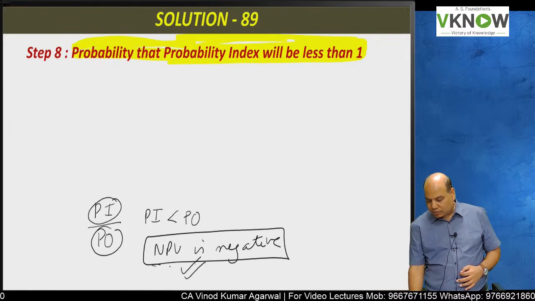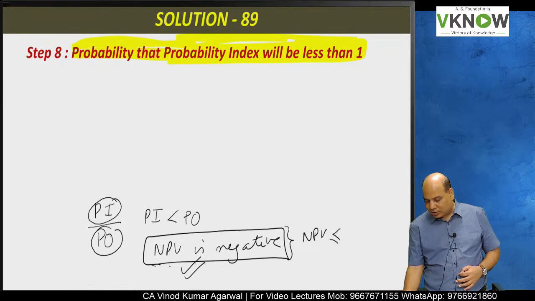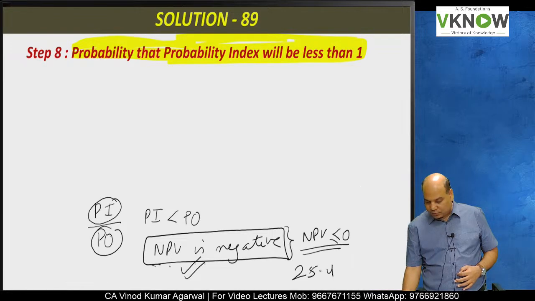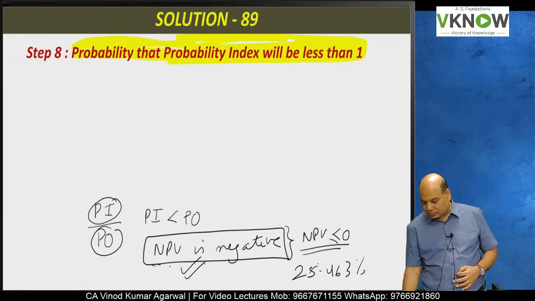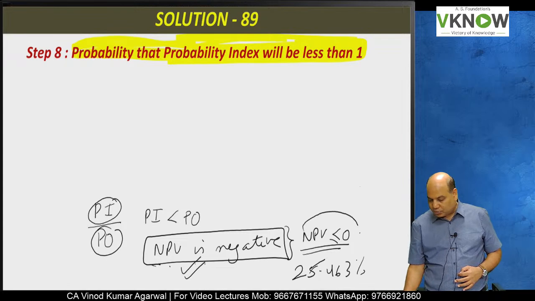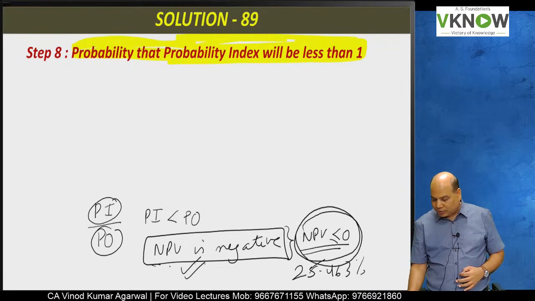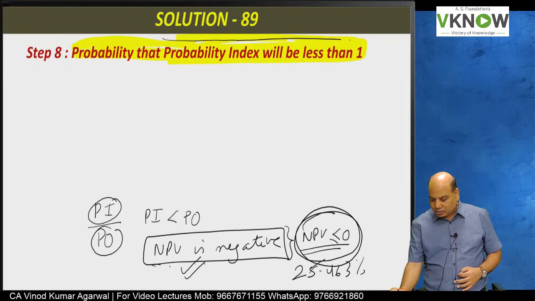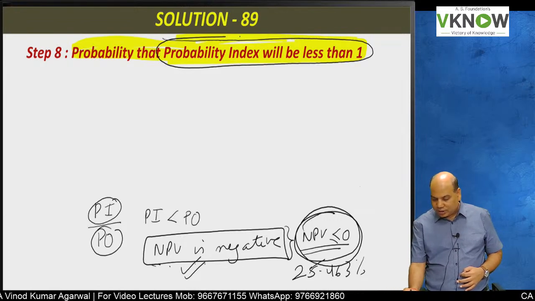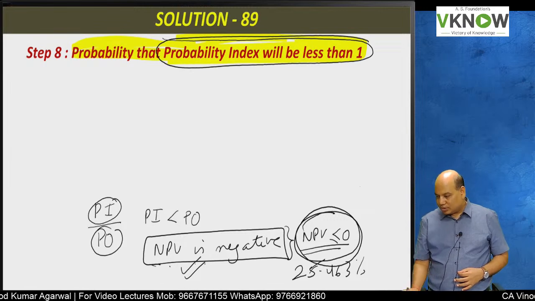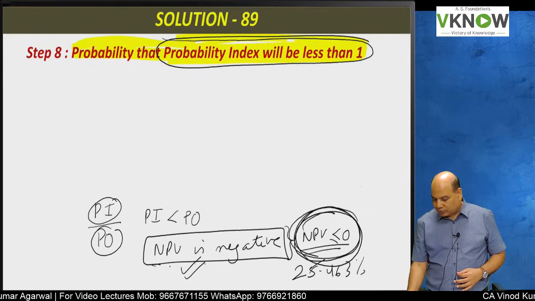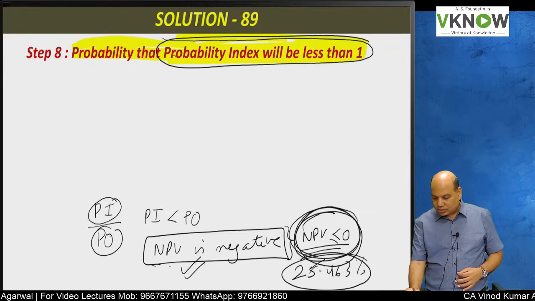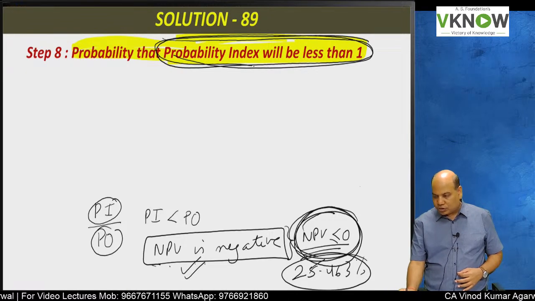I have already computed the answer of this part. First answer, NPV less than or equal to 0, was something around 25.463%. Whatever is the probability that NPV will be less than 0 will be the probability of profitability index less than 1. If this is 25.463, this is also 25.463.